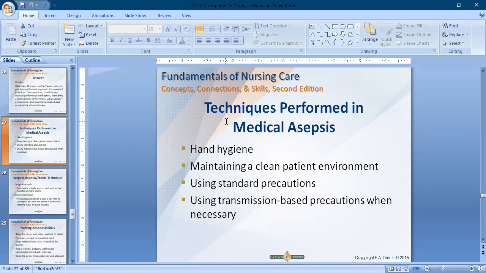One is hand hygiene, what I told you before. Hand hygiene, maintain a clean patient environment, using standard precautions, using transmission-based precautions when necessary, right? So hand hygiene is super important. I told you something: hand washing, how long? 15 to 20 seconds, right? We have to use soap and water.